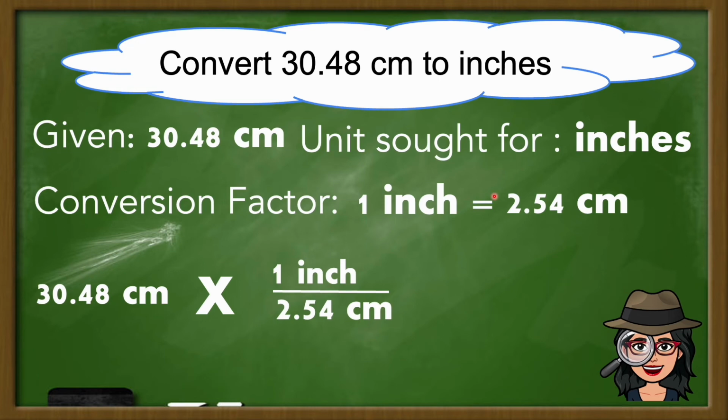Again, we have to take note of the unit that we will be cancelling out. One should be in the numerator and the other one should be in the denominator. So we will cancel out centimeter and we will multiply 30.48 times 1 divided by 2.54. The answer would be 12 inches. Therefore, 30.48 centimeters is equal to 12 inches.